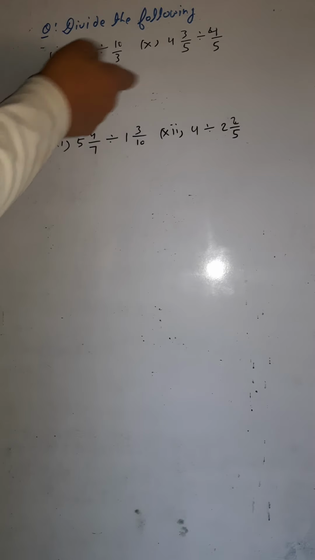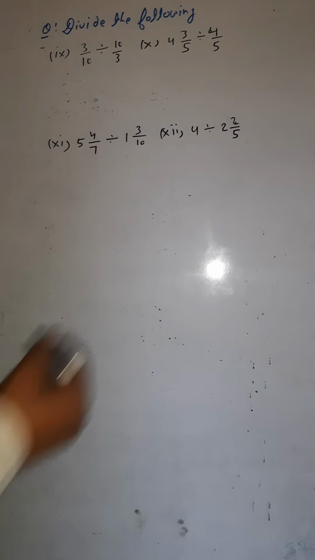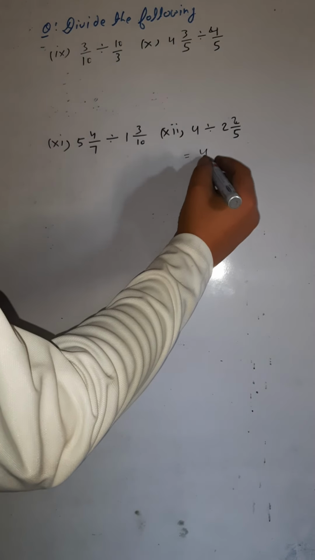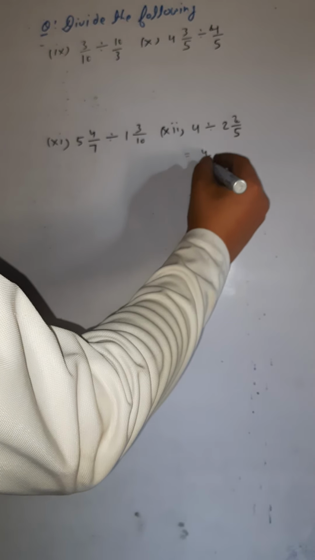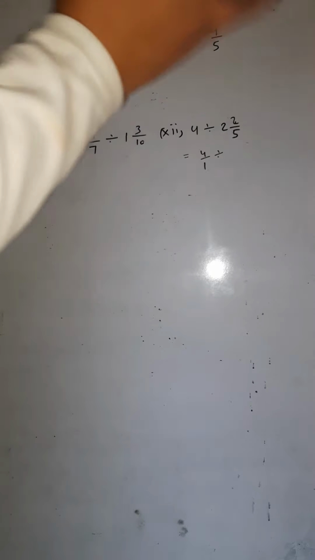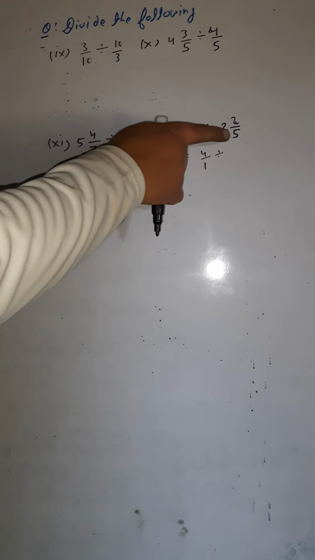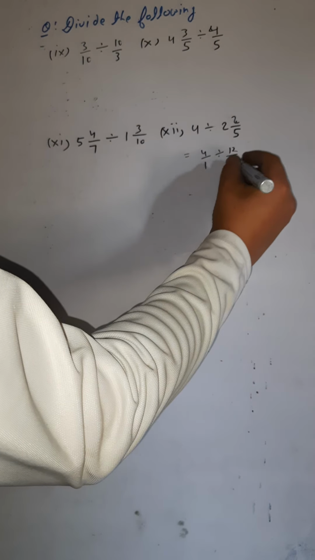Change into multiplication. Reverse the order. Then solve it. Okay. Let me tell you this one. 4 can be written as 4 by 1, divided by, first use this mixed fraction, change it into the improper one. It would become 5 times 2, 10, 10 plus 2, 12 by 5.